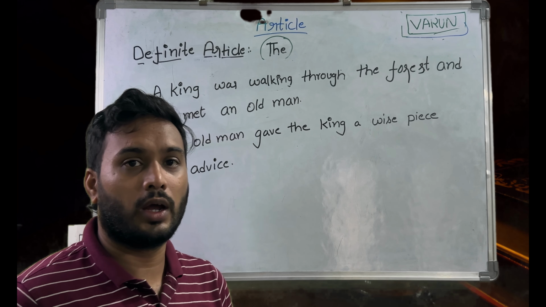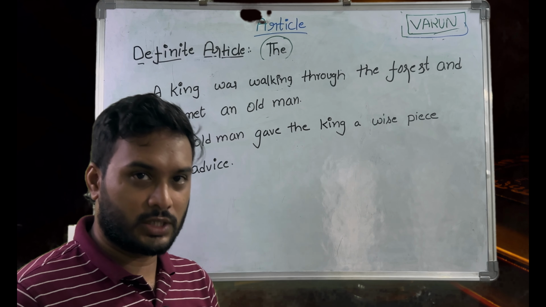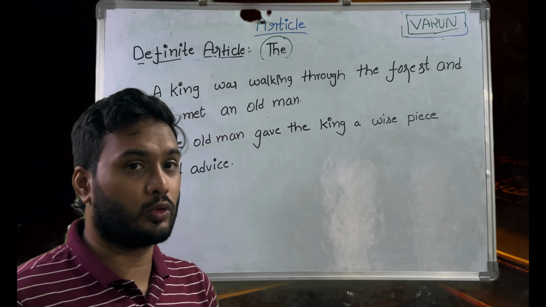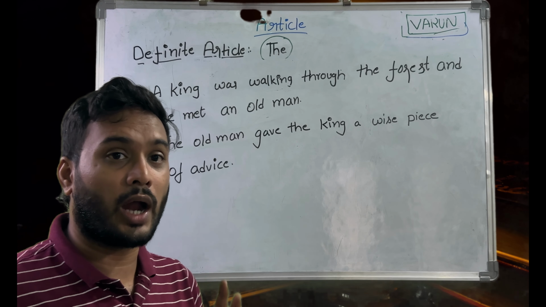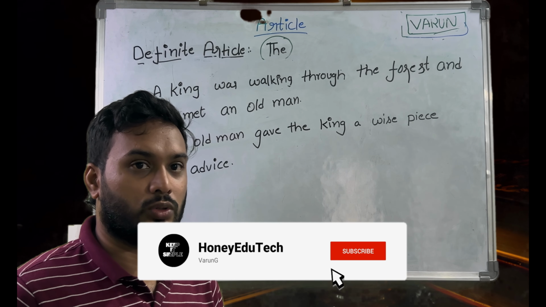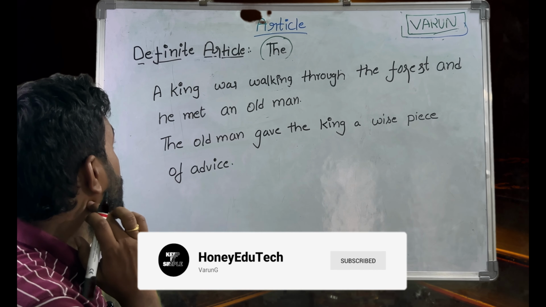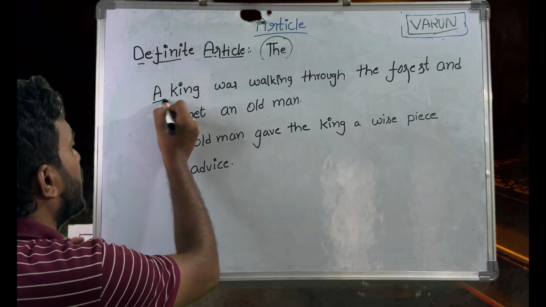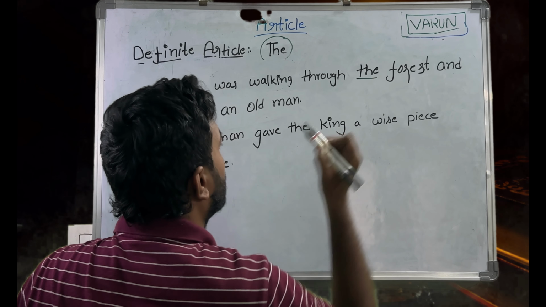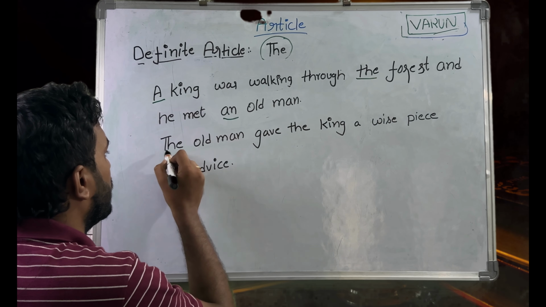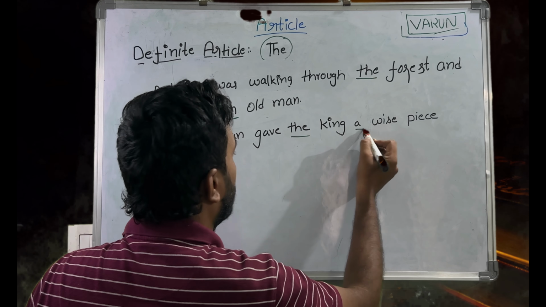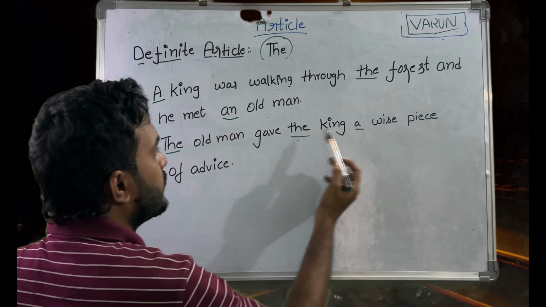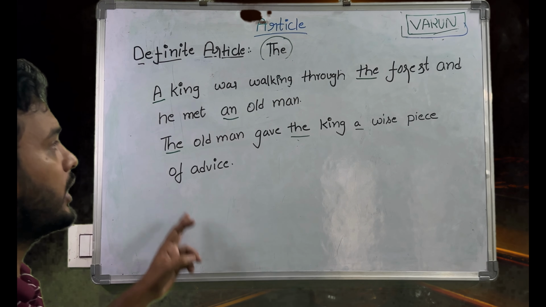As of now, we have learned what is indefinite article and what is definite article. So now I came up with a small short story of 2 lines to understand how the articles a and the are used. Okay, so here we have one small short story. Here you can see article a is used, the, and, the a. 1, 2, 3, 4, 5, 6 places. At 6 places articles are used.